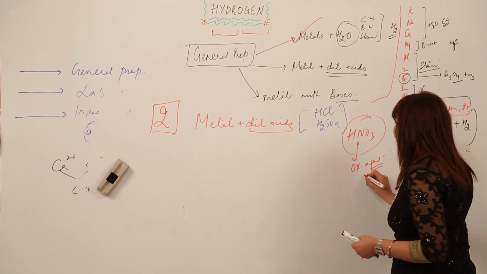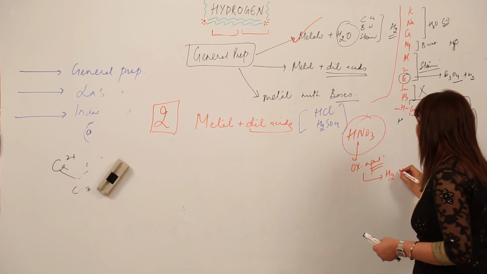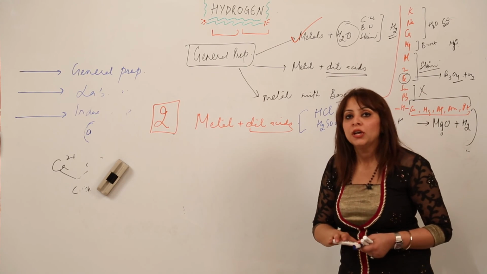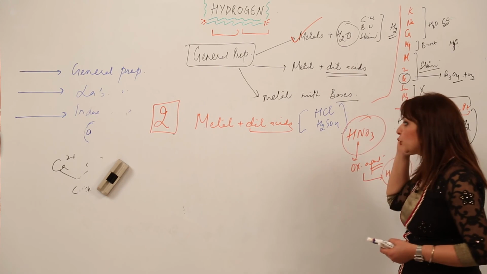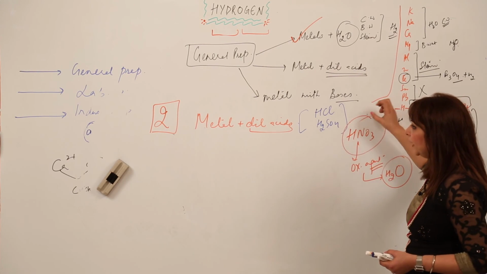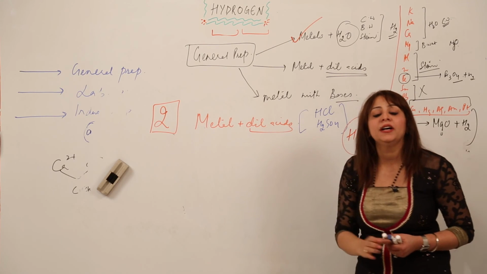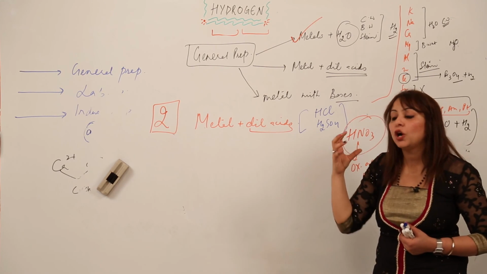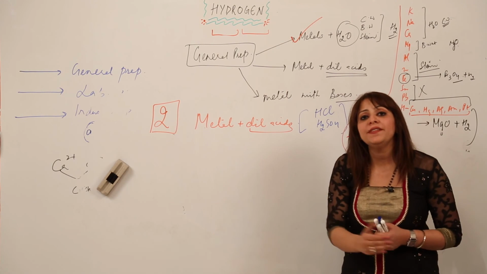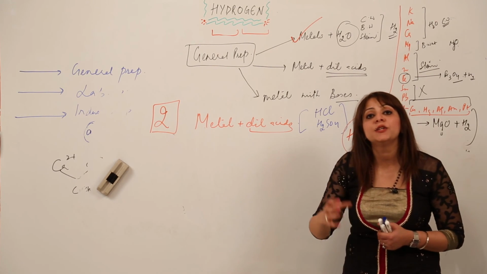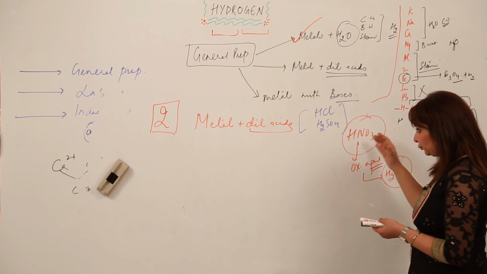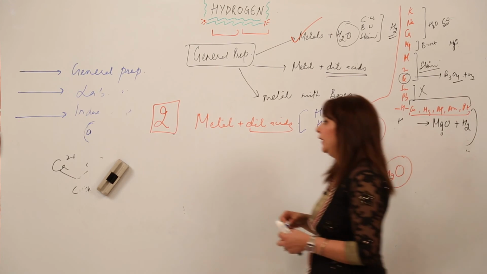So what does it do? It oxidizes the hydrogen produced into H2O. So we get H2O instead of H2. Again, I am repeating for you, do not use HNO3 as dilute acid for the preparation of hydrogen from metals, because HNO3 acts as the oxidizing agent. It oxidizes H2 to H2O. So instead of hydrogen gas, we get water. So that means HNO3 is not used, right? And I'll be showing you with examples as well.